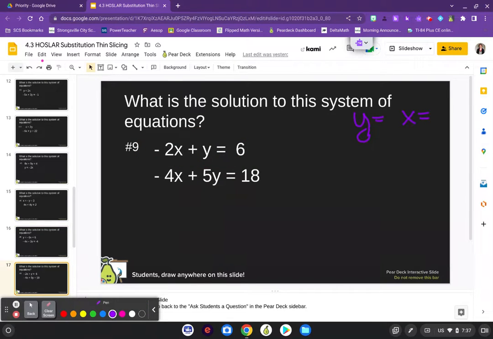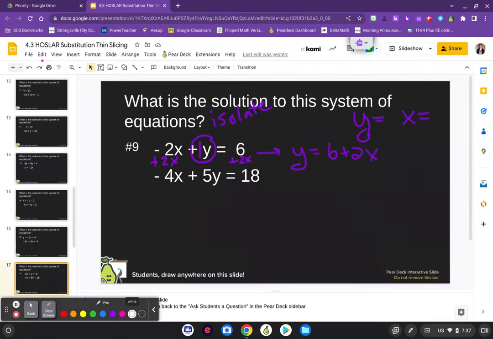But I think to myself, well, this y right here, because it has a positive coefficient of 1, would be easy to isolate. It would be easier to get it by itself. And to do that, I would have to get rid of this negative 2x. So I'm going to have to add 2x to both sides. When I do that, I get y equals 6 plus 2x. I can't combine the 6 and the 2x. They're not like terms. So I just have to write 6 plus 2x.